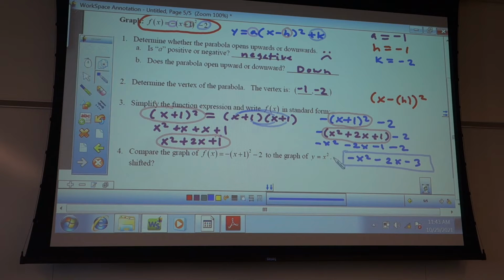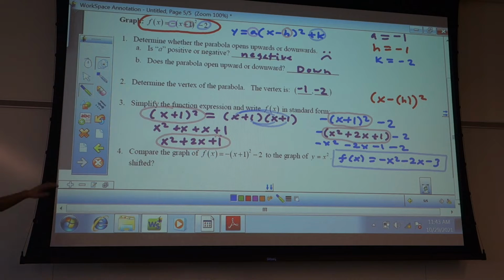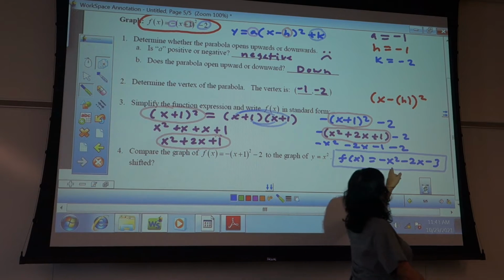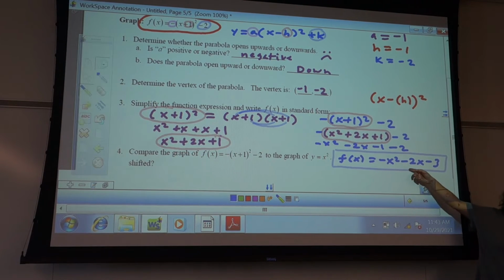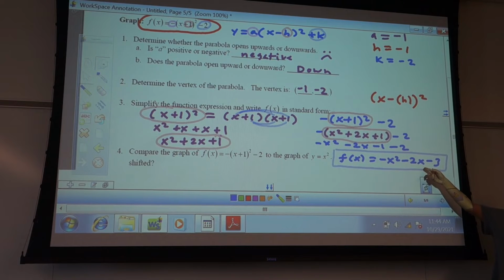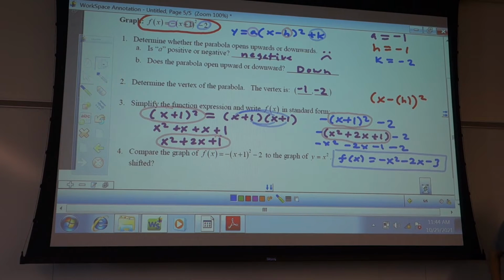This is f of x. Maybe I'll move it over a second. So now, everybody find my A, write down my A, my B, and my C. Write down the A, B, and C. What's A, what's B, what's C?